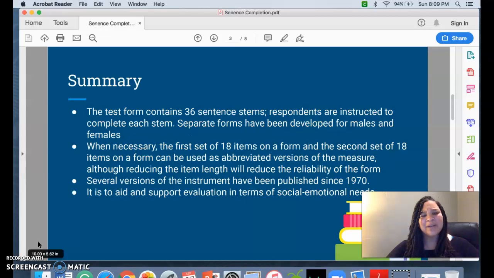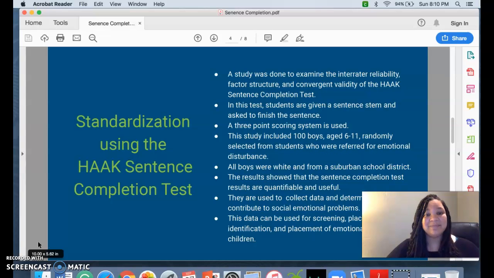So a quick summary, what is it? It is a test that allows students to complete the sentence. Think of it as a test that has 36 sentence frames, and it can be broken up into two sections of 18 questions each. The test started in 1970, and it is used to evaluate social emotional needs.